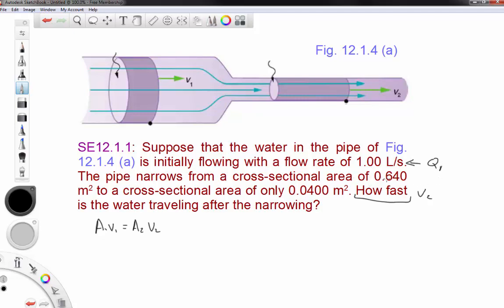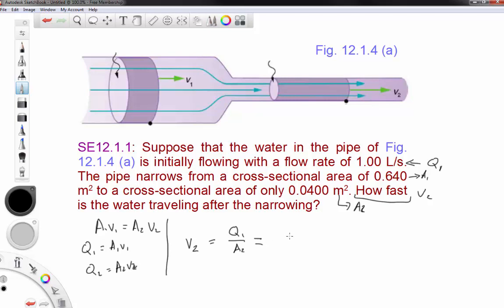So this right here is equivalent to Q1, and this right here is the cross-sectional area before, so this would be A1. This is the cross-sectional area after, A2. Recall that Q1 is equivalent to A1V1, and Q2 is equivalent to A2V2. Is it going to be equal to Q1? So all of this tells us that V2 should be equal to Q1 over A2. In fact, we don't necessarily need to use both of these areas and this flow rate.